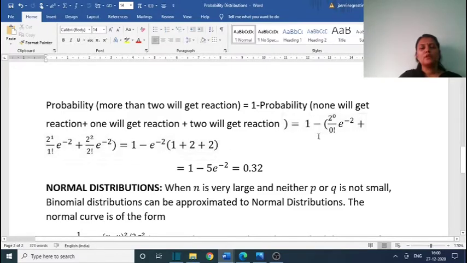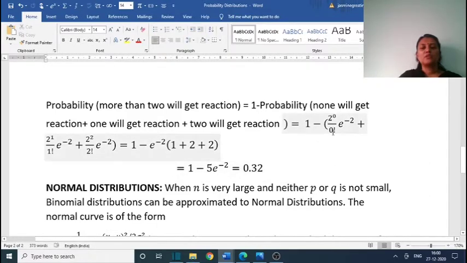So which is equal to 1 minus the sum over r equal to 0 to m equal to 2: 2 raised to 0 by 0 factorial e raised to minus 2 plus 2 raised to 1 by 1 factorial e raised to minus 2 plus 2 raised to 2 by 2 factorial e raised to minus 2, which is equal to 1 minus e raised to minus 2 can be taken outside.